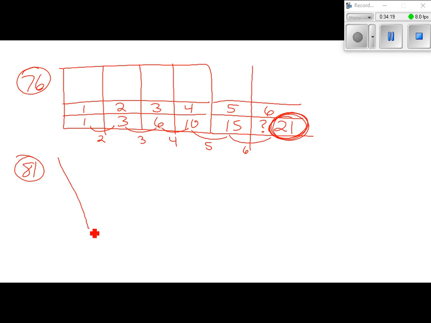Number 81. They give you a picture, it looks like this. I'm not going to put all the letters on this. They tell us that angle EFG is 27, that's this angle right here, 27 degrees. Angle GFH is this angle, and it's 65 degrees. And they want us to find the whole thing.